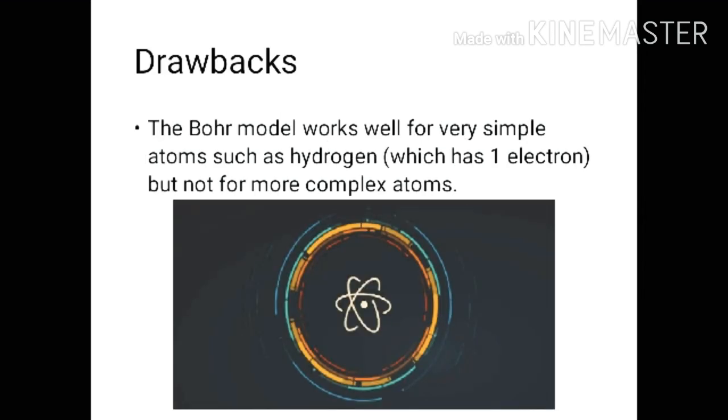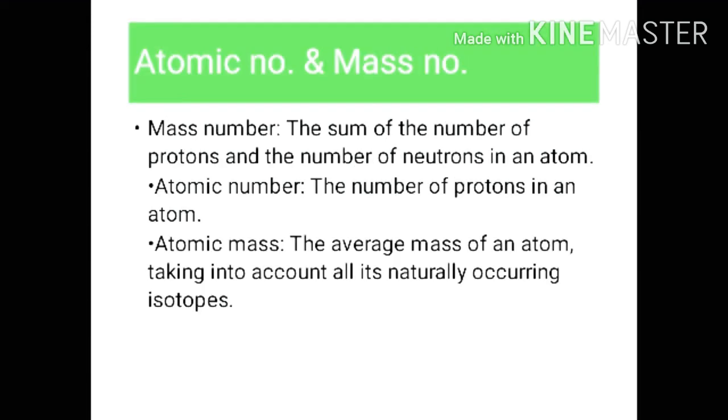So now we are going to talk about drawbacks of the Bohr atomic model. The Bohr model works very well with simple atoms such as hydrogen, which has only one electron, but not for more complex atoms. Though it has some drawbacks, it is still used today, especially in elementary textbooks. So we are done with Bohr.